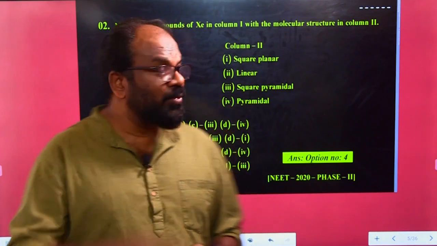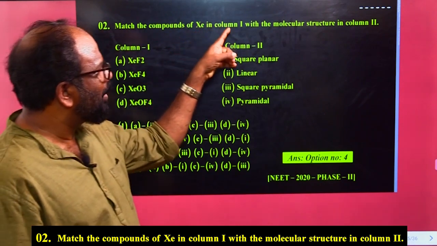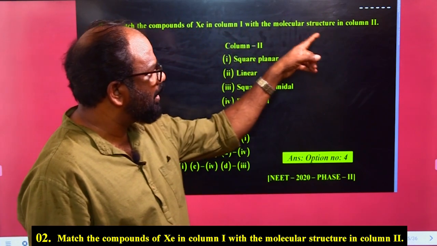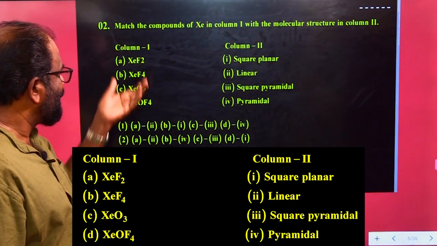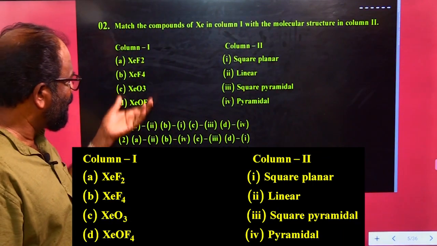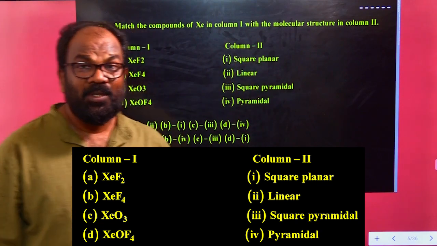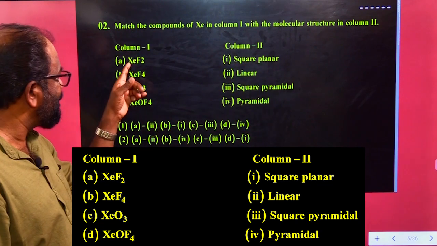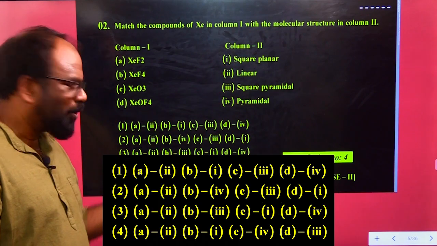Then question number 2. Match the compounds of xenon in column number 1 with the molecular structure in column number 2. Two columns are given. In column number 1, the compounds of xenon are given. In column number 2, their structures are given. We are asked to find out the structures of these compounds from column number 2. And these are the options given.